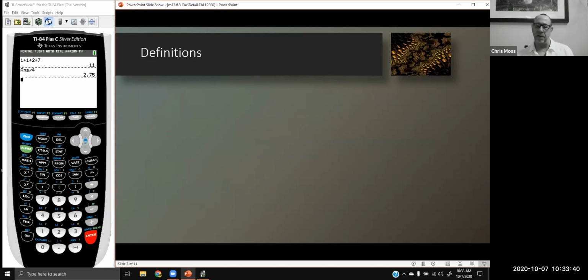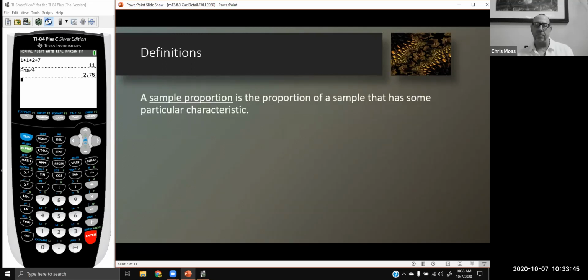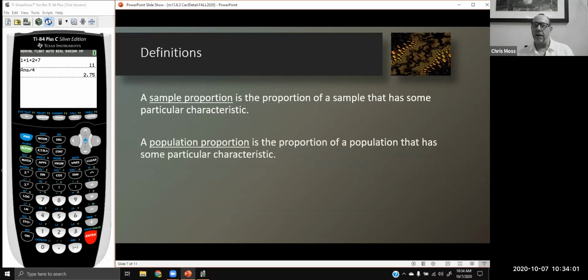Now, I want to save the last little bit of this presentation for introducing a new metric. A sample proportion is the proportion of a sample that has some particular characteristic. The sample proportion is usually a fraction in definition, a decimal in statement, but sometimes that decimal will be converted to a percentage. Now, a population proportion is just the proportion of a population that has some particular characteristic. So we see first the sample proportion and then the population proportion, the sample statistic and the population parameter.